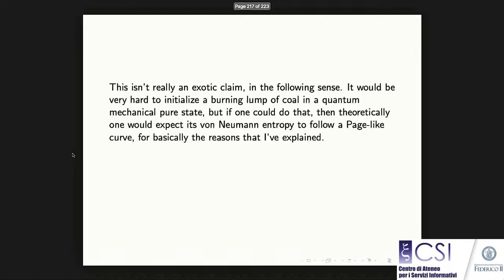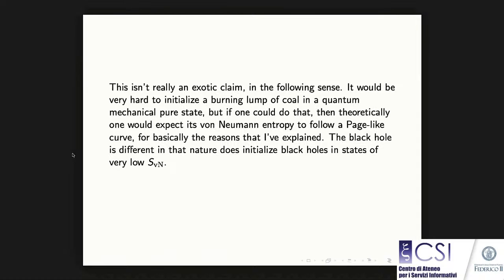Now, in a sense, this isn't really an exotic claim. It's very hard to imagine how you could initialize a burning lump of coal in a quantum mechanical pure state, because it's very hard to put any kind of macroscopic system in a pure state. It's kind of magic that nature creates black holes in states that are very close to being pure, very low entropy compared to their thermodynamic entropy. But theoretically, if you could initialize a burning lump of coal in something close to a pure state, you would expect that its von Neumann entropy would follow a Page-like curve. It would emit radiation that would look thermal, and its entropy would grow due to entanglement with the radiation it's emitted, and it would keep growing until true microscopic thermal equilibrium was reached, and then the entropy would have to start going down.